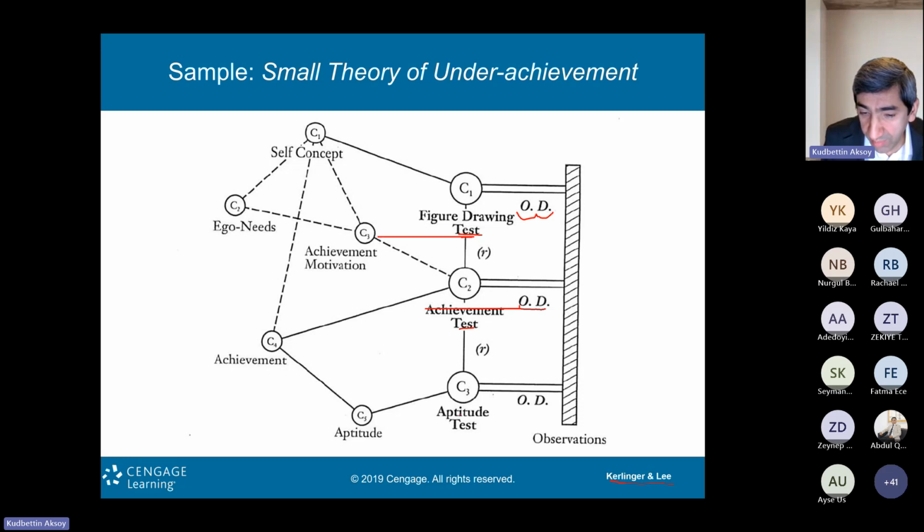Your score on an aptitude test, your score on an achievement test. That is the operational definition. And then these are connected to other constructs, and this connection is not as strong as you see. It's more vulnerable. There is less agreement on the strength. And then this R is your reliability score, which we haven't talked about.